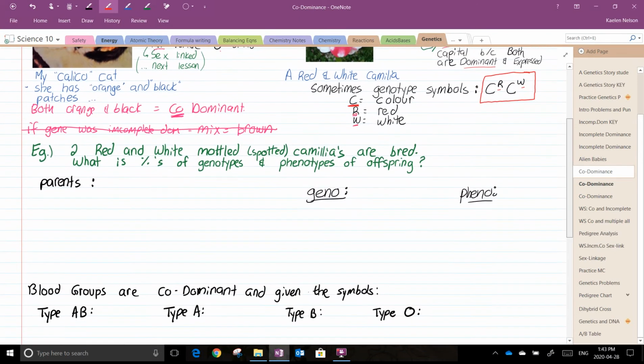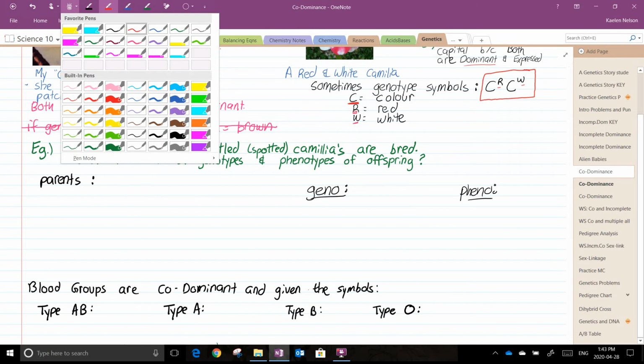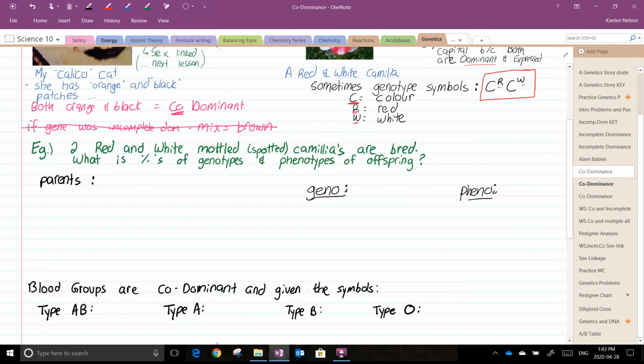Here's our first example. We have been asked: two red and white mottled camellias are bred. What is the percent genotypes and phenotypes in the offspring? So they're both red and white parents, so RW times RW. I'll use the more simple notation. And we'll make a Punnett square for these guys to see their offspring, just like before.